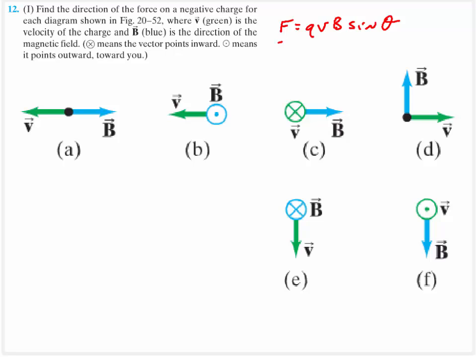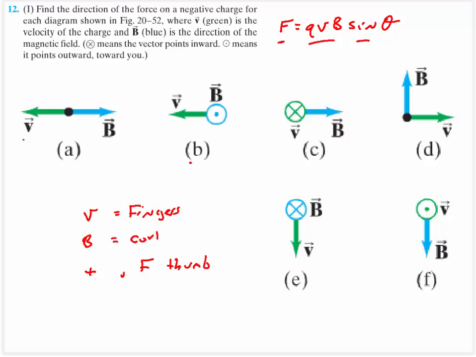Now, a little bit of practice using the right-hand rule. We know that we can get the magnitude of a force using QVB sine theta. Let's get some practice with figuring out the direction of the force. So the right-hand rule. For a positive charge, you would take your fingers, you would point them in the direction of V. So that's going to be your fingers. And then you're going to be curling them into the magnetic field. So B is going to be equal to the direction you curl your fingers. If this is a positive charge, the force is going to be where your thumb is.